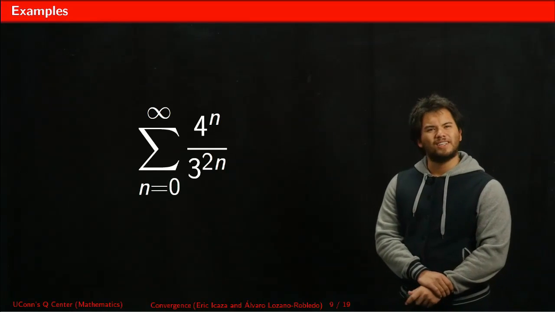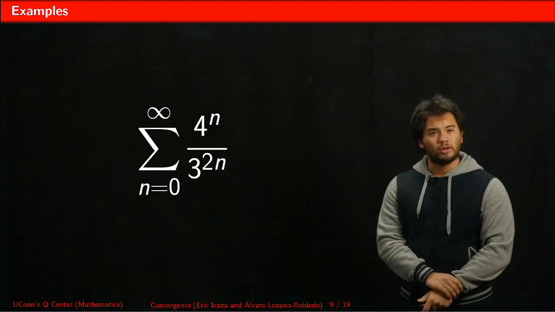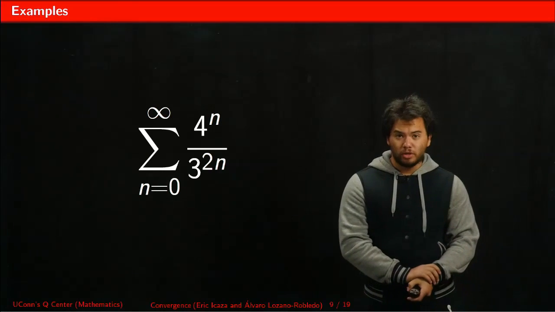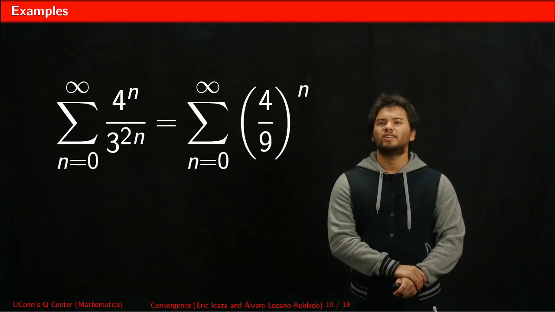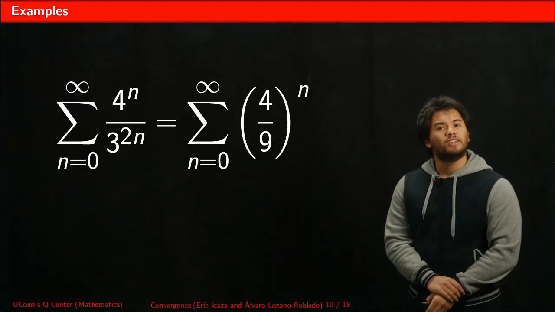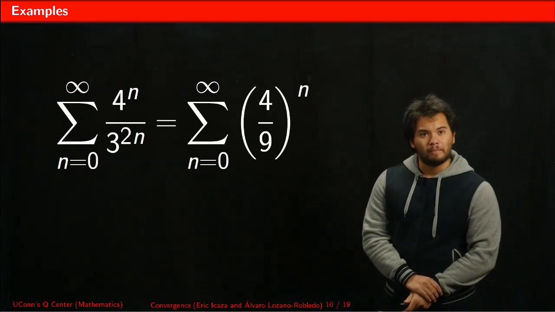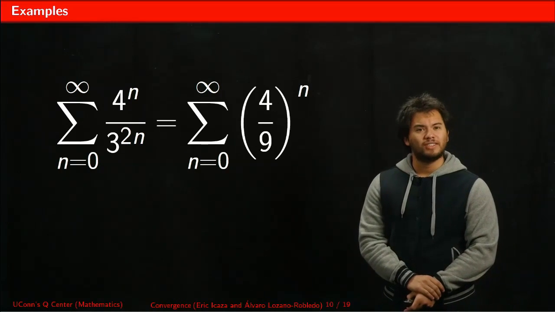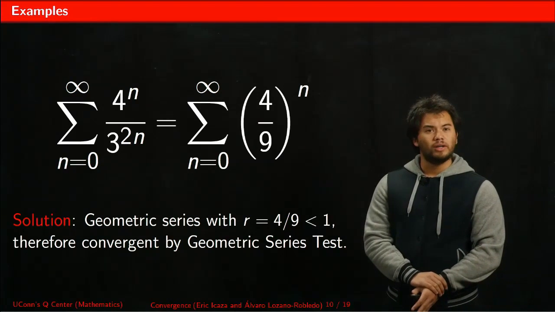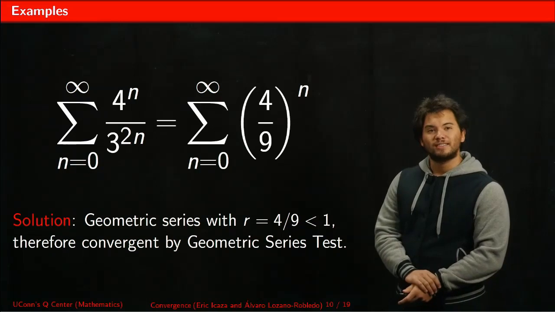We have to rewrite it again by rewriting 3 raised to the 2n as 3 squared raised to the n. Once we do that, we can factor out the n from the numerator and the denominator and write it like so. The series is the same thing as writing the sum from n equals 0 to infinity of 4 ninths raised to the n. Now we can apply the geometric series test where r equals 4 ninths. 4 ninths is less than 1, so this infinite series converges by the geometric series test.